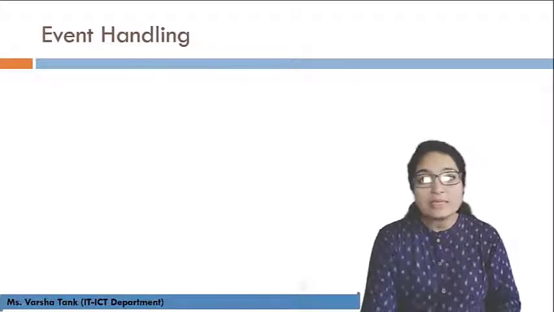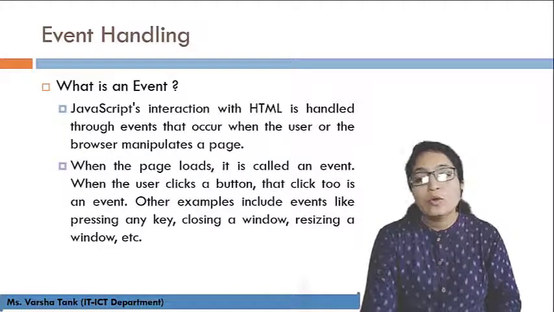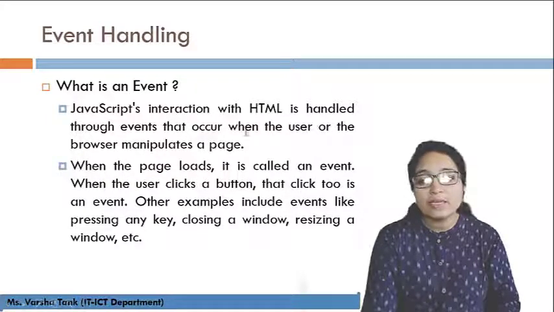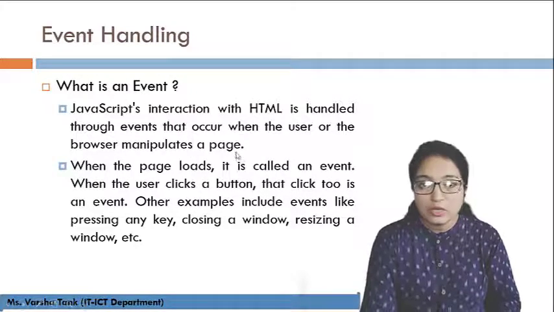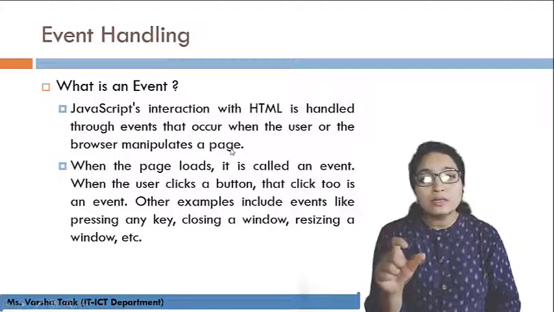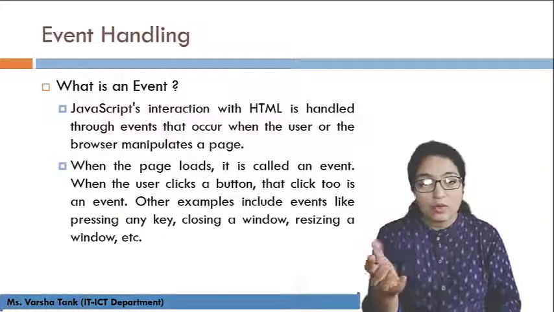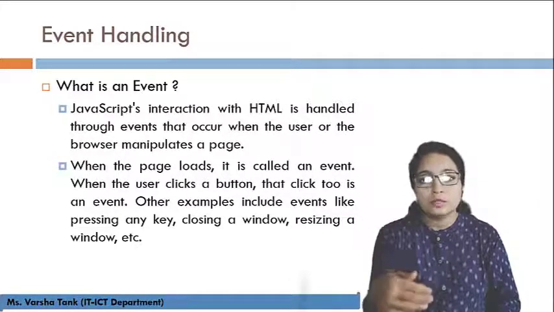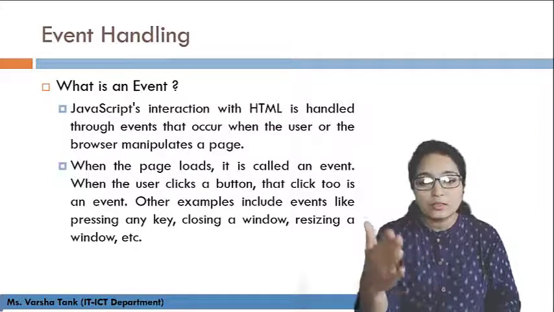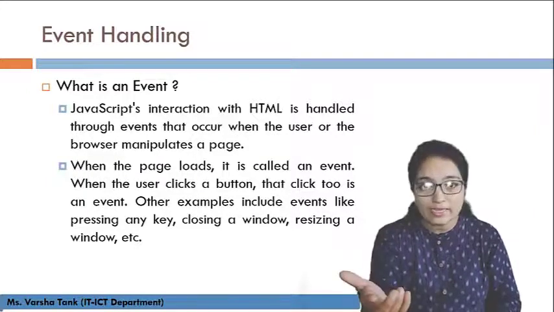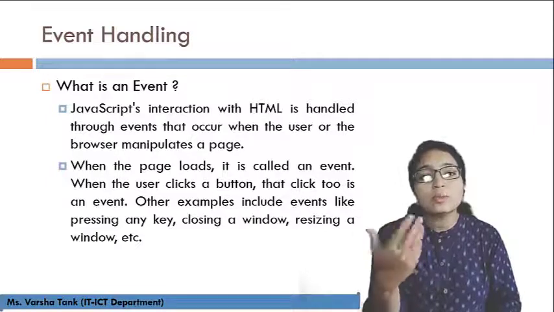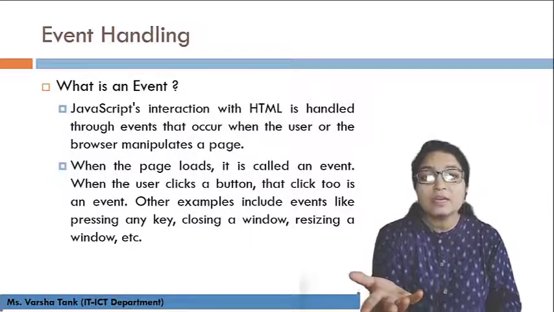Now the next topic is event handling. So what is an event? JavaScript's interaction with HTML is handled through events that occur when the user or the browser manipulates a page. Whenever you click on something, it will generate an event. Suppose you are typing and focusing on a particular text box, so the color of the text box will change. Again, that is event handling.